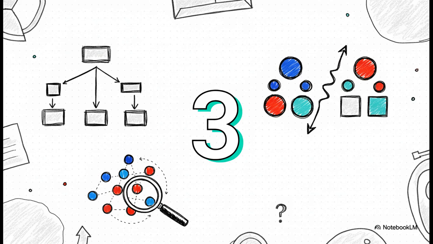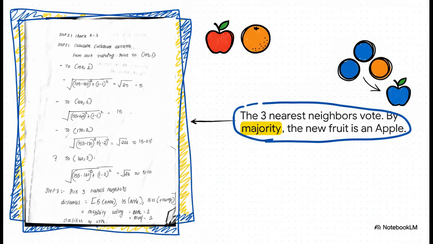But if K is too big, we might be looking so far away that we miss the local patterns. It's a balancing act. For our fruit example here, we're going to set K to a nice, simple 3. So what happens next is pretty cool.